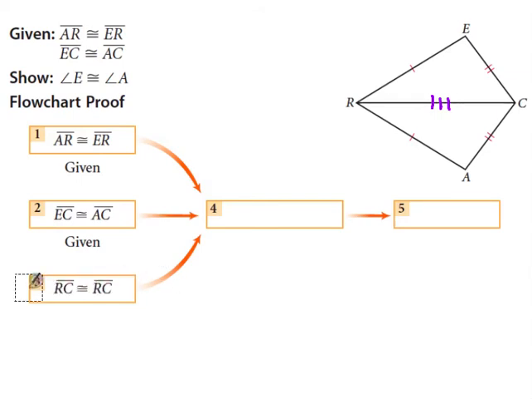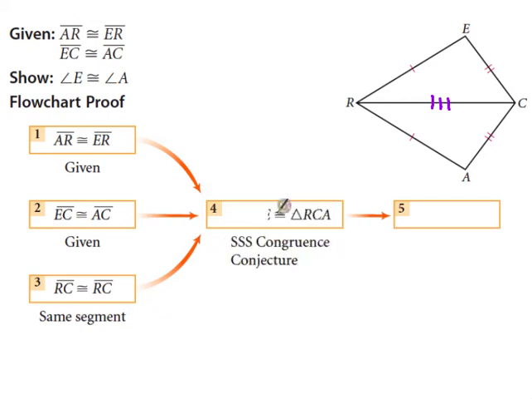Now this is what we put for a reason: same segment. You just write same segment because that's what it is. So now I've got 3 rectangles. What is going to come next in box 4? Yeah, side, side, side. Triangle RCA is congruent to RCB. Nice job. And then last but not least, step 5, E to A, Y? CPCTC. There you go.